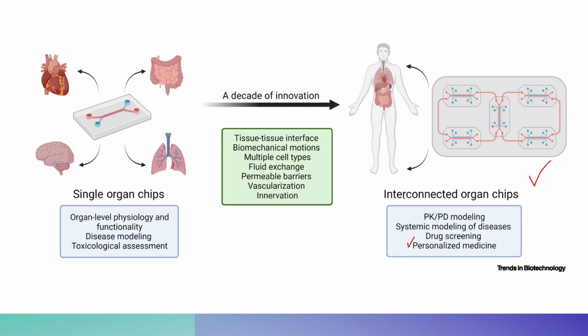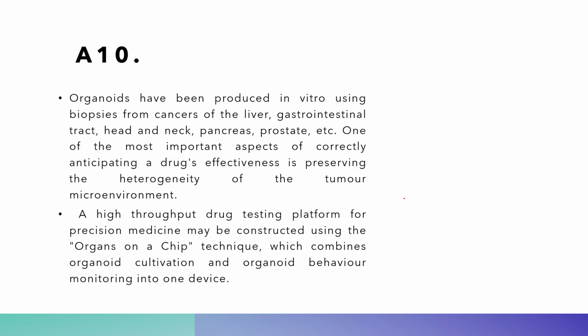Here we are specifically using a particular tissue. Tissue culture, now you understand it more. It is a particular tissue culture from a particular organoid. Different organs can be placed on one chip, and this middle line can act as your blood vessel. This provides the vascularization and connection to different organs, as it is in our whole human body. So these organoids have been produced in vitro using biopsies. Biopsy, everyone knows, is when some tissue is extracted from the patient's tumor, from cancers of the liver, gastrointestinal tract, head or neck, pancreas, prostate, etc.